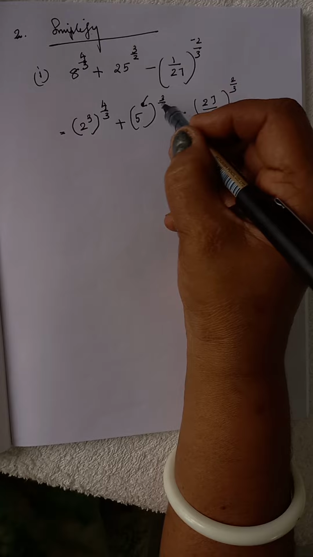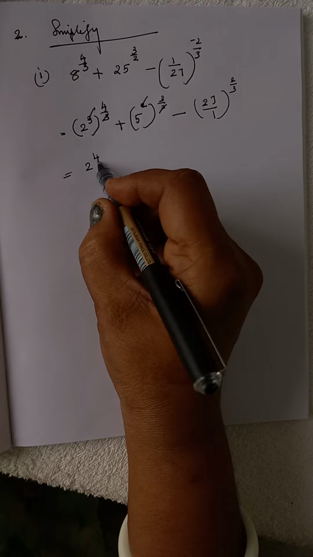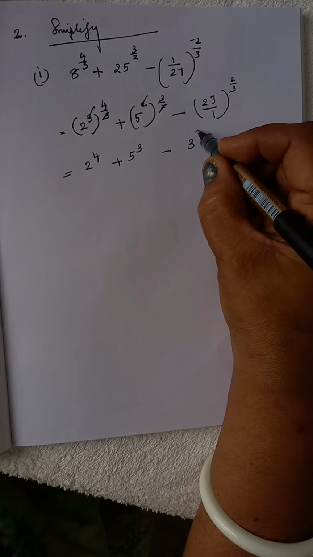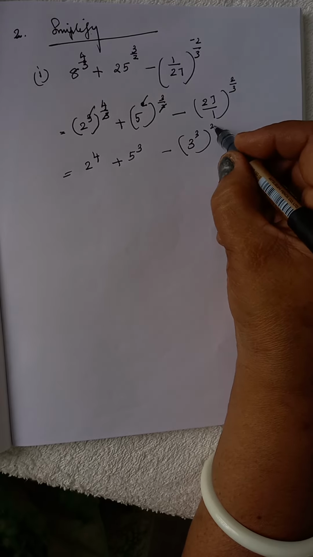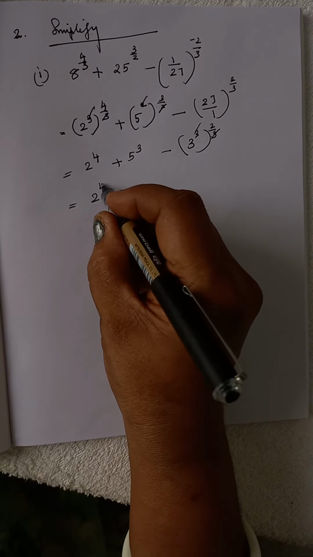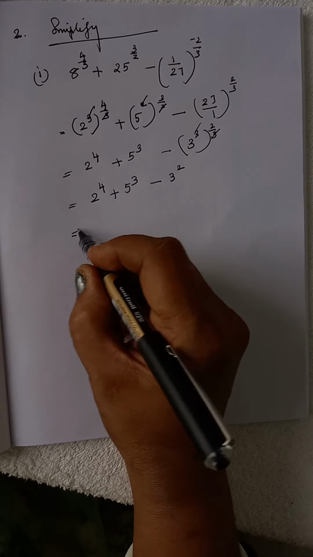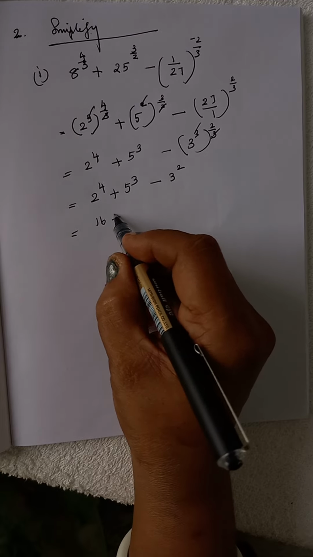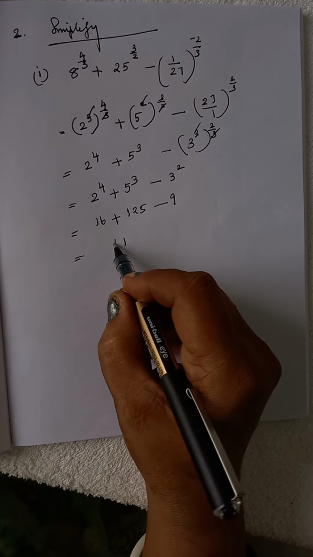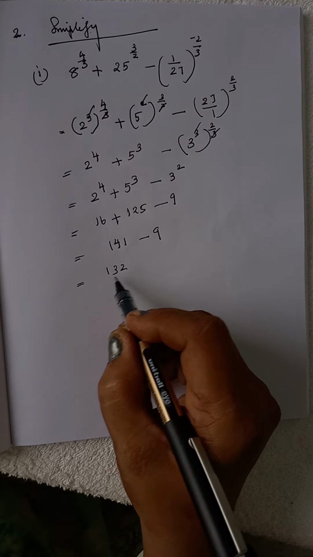Now this is 2 and 2 can be cancelled, and 3 and 3 can be cancelled. So this is 2 raised to 4 plus 5 raised to 3 minus 27 is 3 raised to 3, that whole raised to 2 by 3. So 3 and 3 can be cancelled. So this is equal to 2 raised to 4 plus 5 raised to 3 minus 3 raised to 2. That is 2 raised to 4 is 16, 5 raised to 3 is 125, minus 9. So this is 141 minus 9. So this is equal to 132.